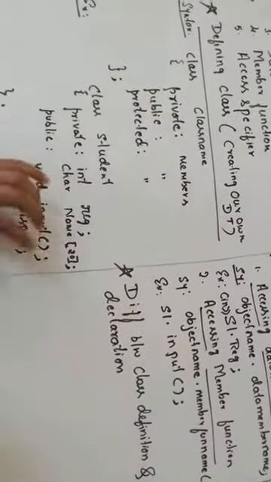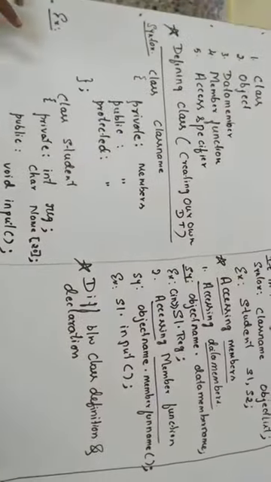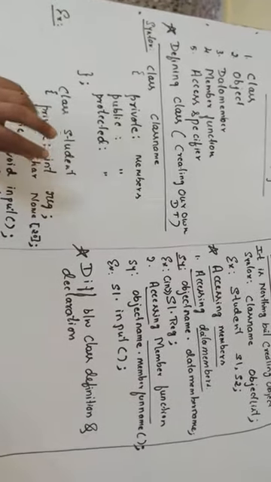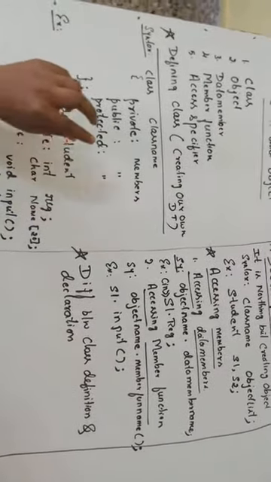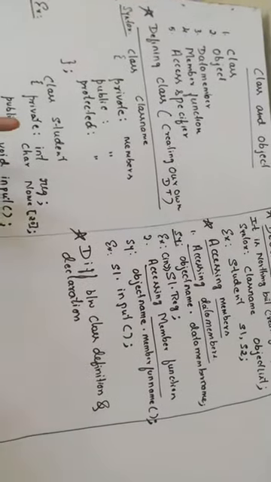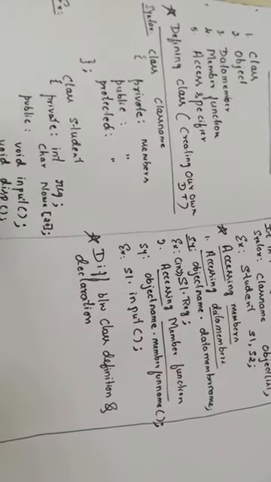Let us know what a member is. Member includes both data member and member function. Data member means property of an object. For example, if you take a student as an object, what are the properties? Student name, student register number, date of birth. These are all the properties of a student.